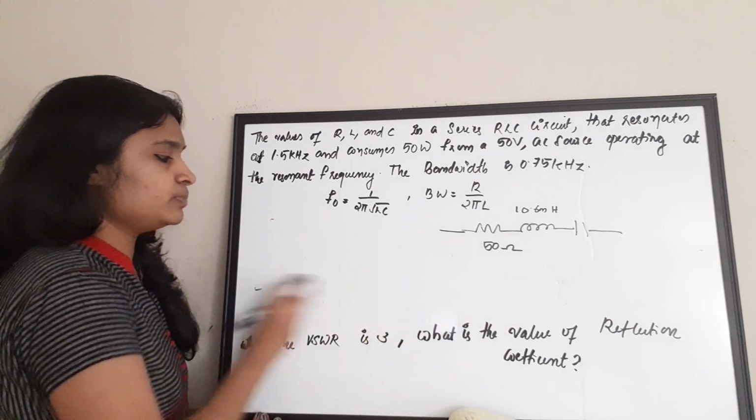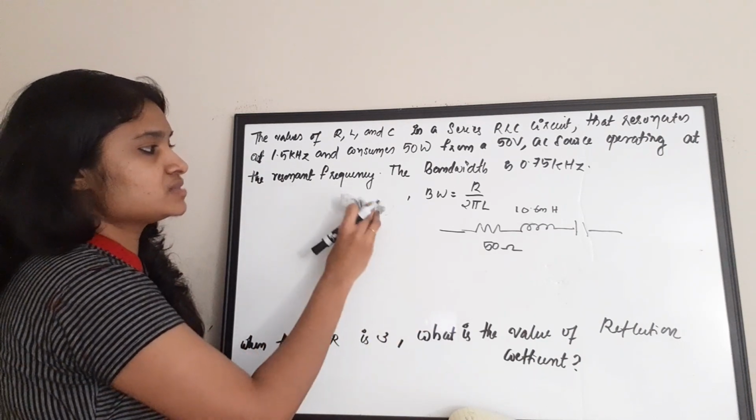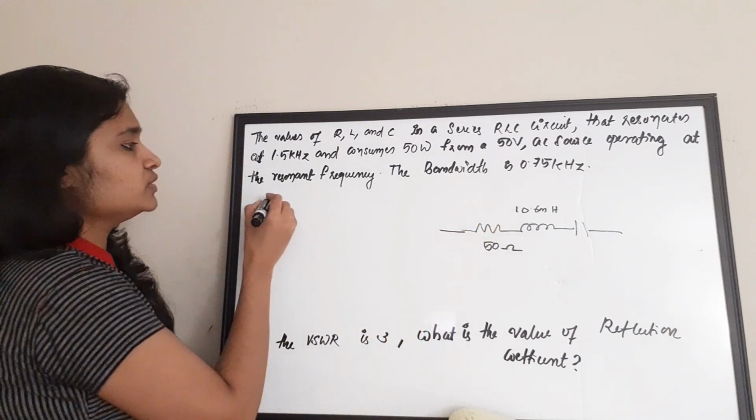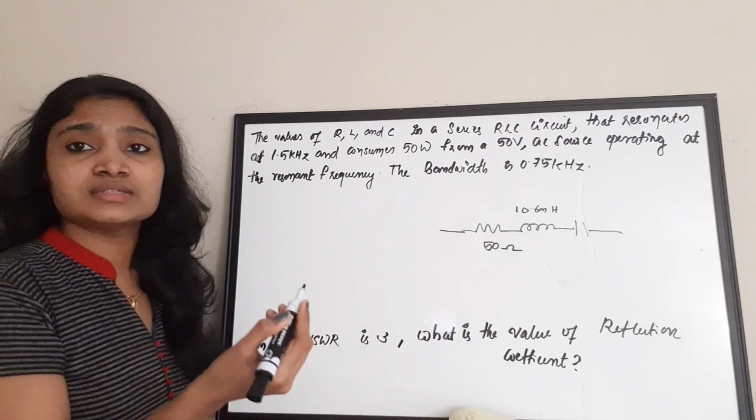Next, the third part, which is the last part, I'm going to find the value of the capacitor. I need this equation actually. I've removed it, I'll write it once again. So, you have the L value and R value now. You need only the C value now.